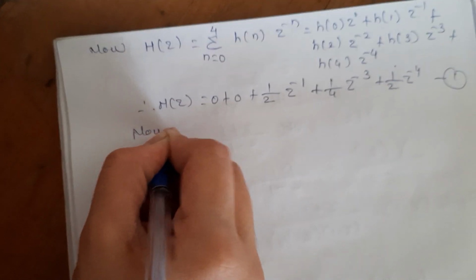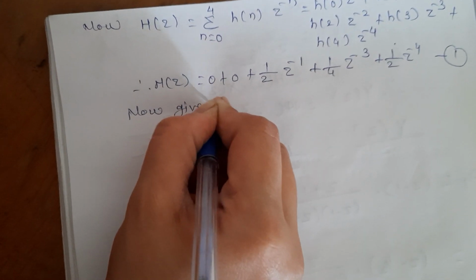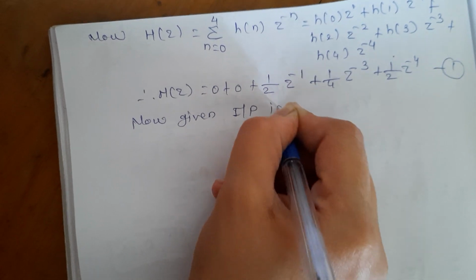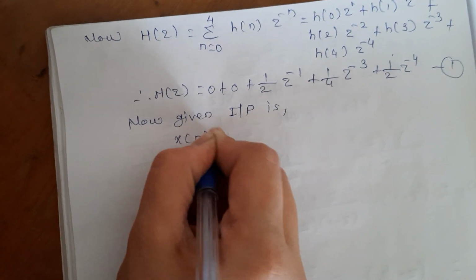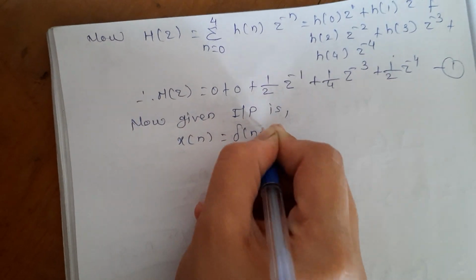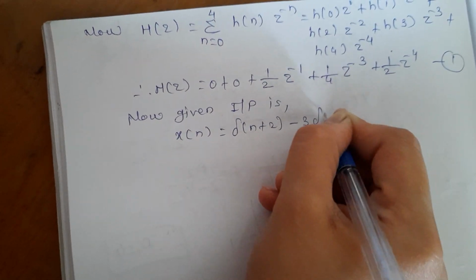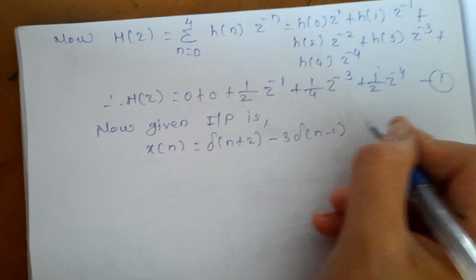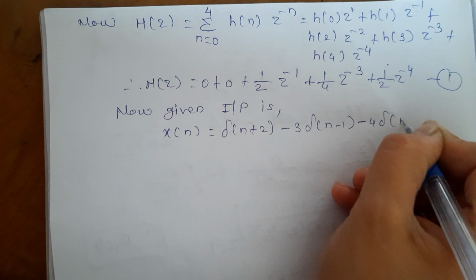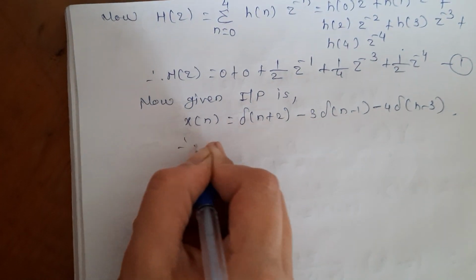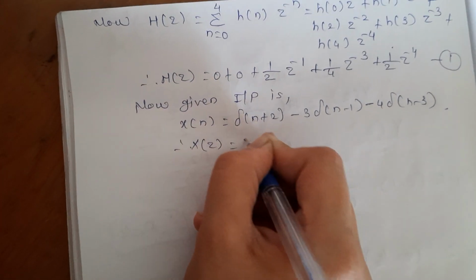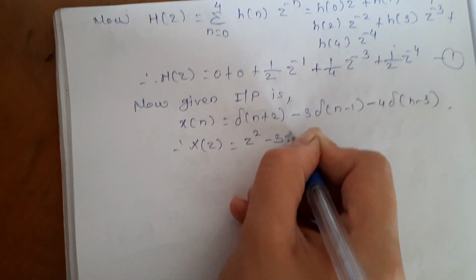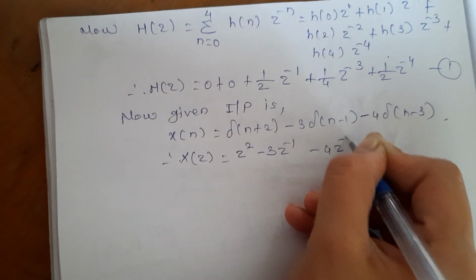Now given input x of n is equal to delta of n plus 2 plus 3 delta of n minus 1 minus 4 delta of n minus 3. So X of z is equal to z square plus 3z raised to minus 1 minus 4z raised to minus 3.